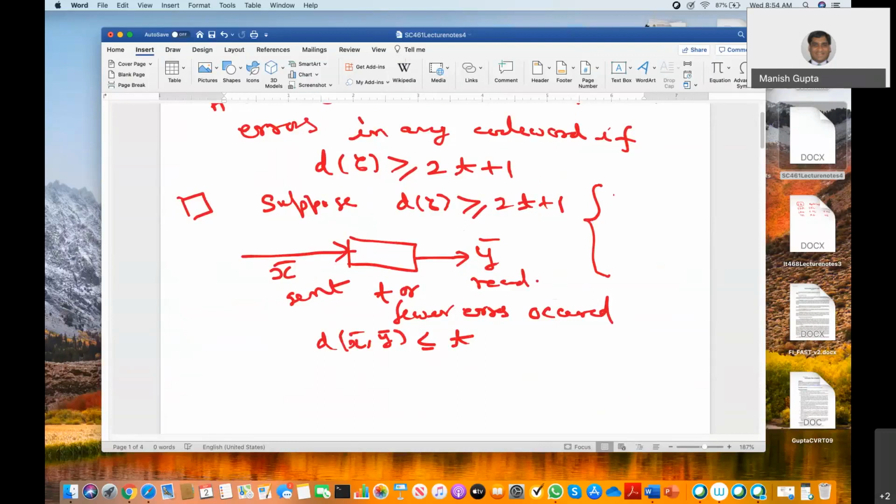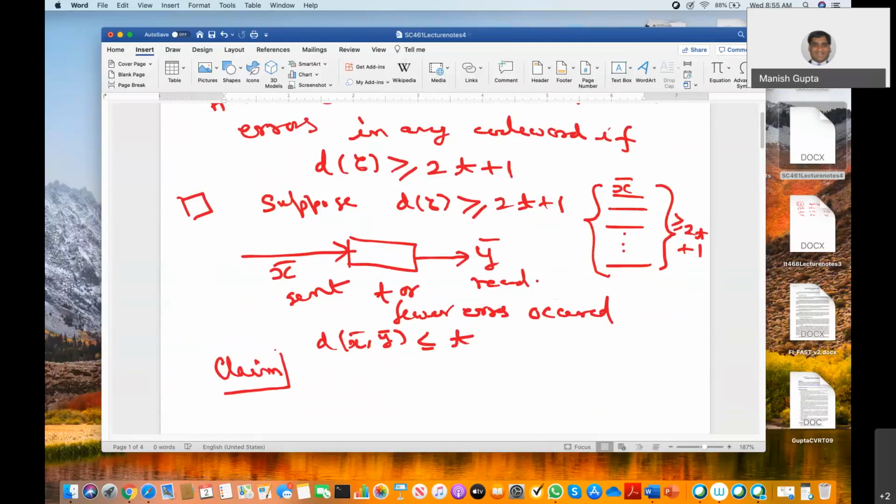These are all code words in C, right? And we know that the minimum distance is at least 2T plus 1. That is given here. Minimum distance is at least 2T plus 1. Okay. Suppose X is this code word here. Now my claim is, how do I correct errors?